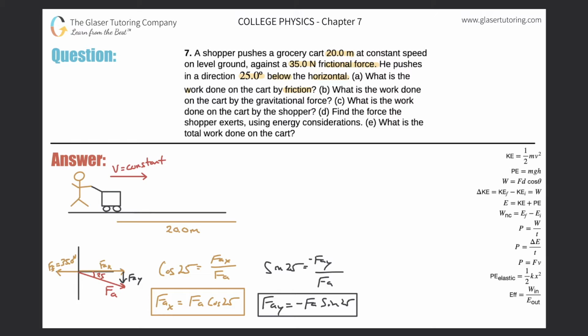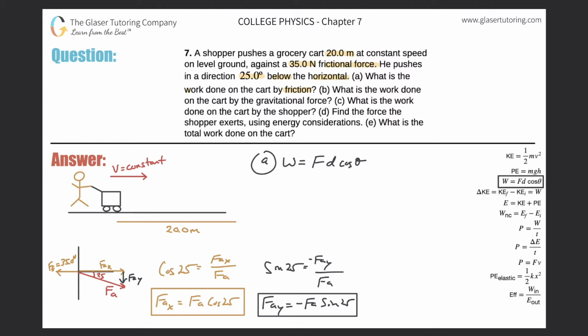So for letter A, if we're looking for work and we're talking about friction, we're probably going to be referring to this formula over here on the right. That says the work done on an object is equal to the force that is applied to the object multiplied by the distance that object travels, multiplied then by the cosine of the angle between the force vector and the distance vector.